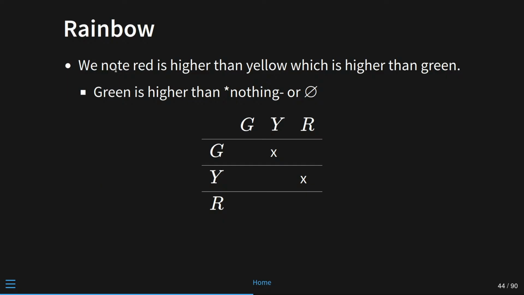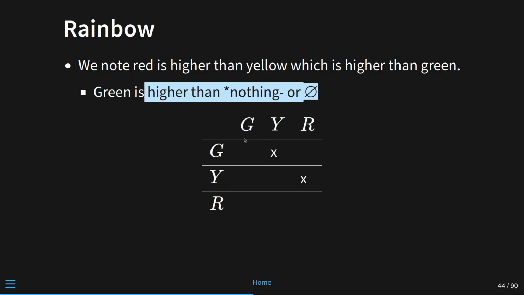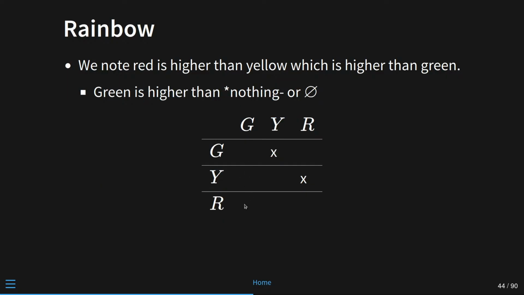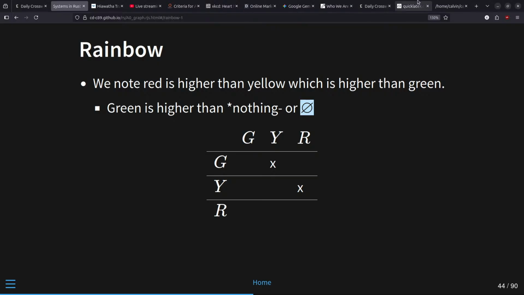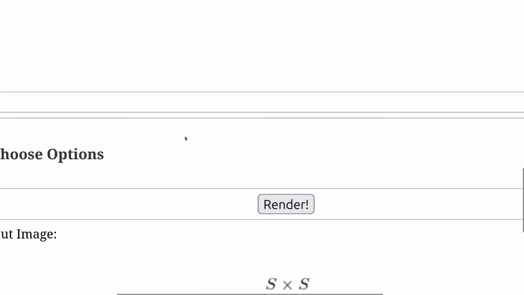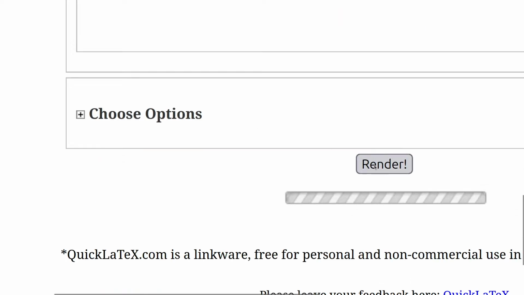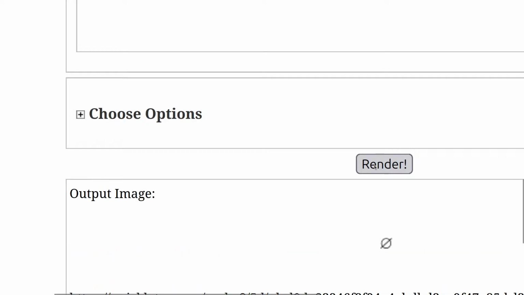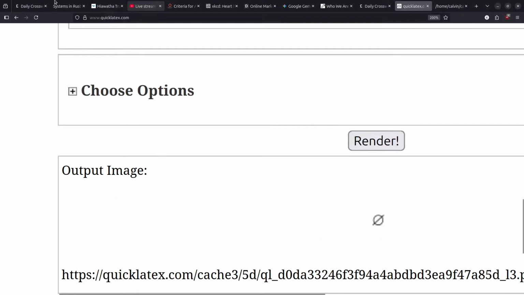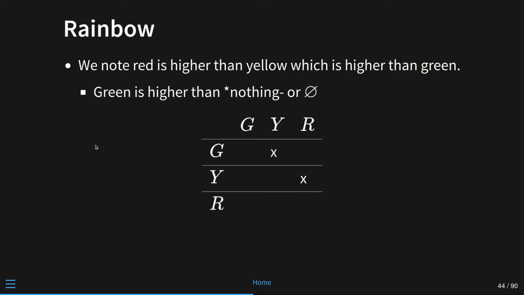And we say green is perhaps higher than nothing, so there's nothing in this column at all, which we express with set nothing. I believe that is var nothing? Yes, so that's var nothing in LaTeX and whatever you want in HTML.